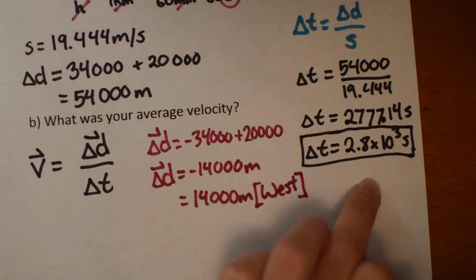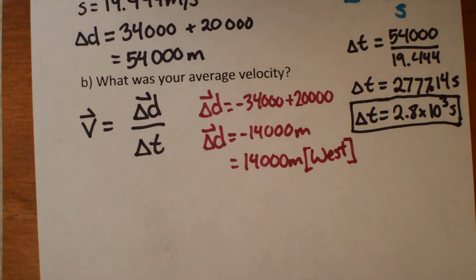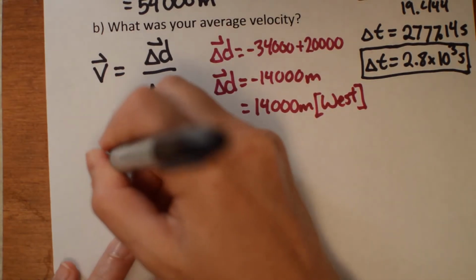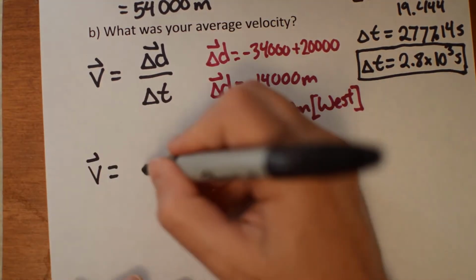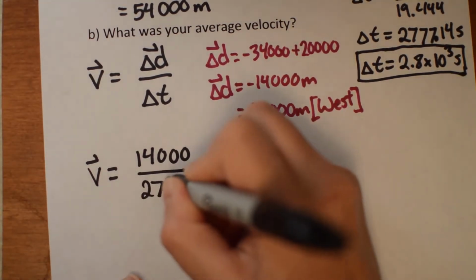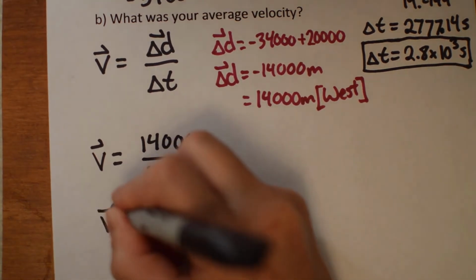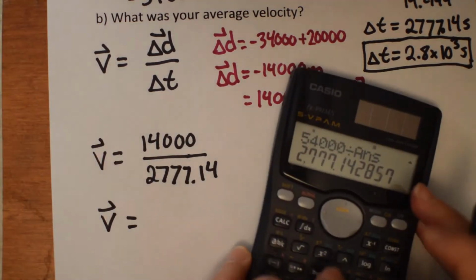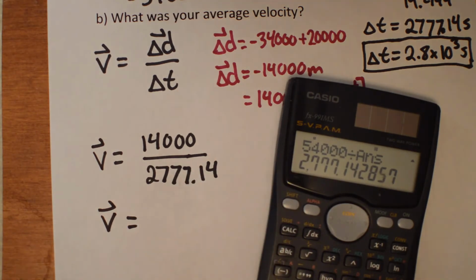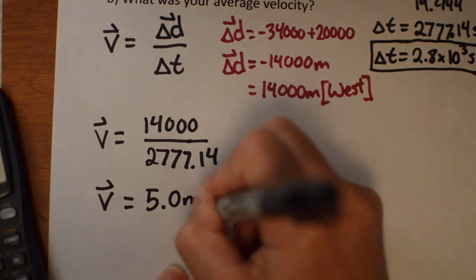The time, I already know, I just calculated it, but I'm going to use the non-rounded version, and I just get to plug all that into my velocity equation. So velocity is delta d, that's the 14,000 meters to the west, over the time, that's this guy here, and that gives me, I'm just keeping the numbers in my calculator as I go, that way I don't have to make any rounding errors at all, just a tip there. That gives me a velocity of 5.0 meters per second.